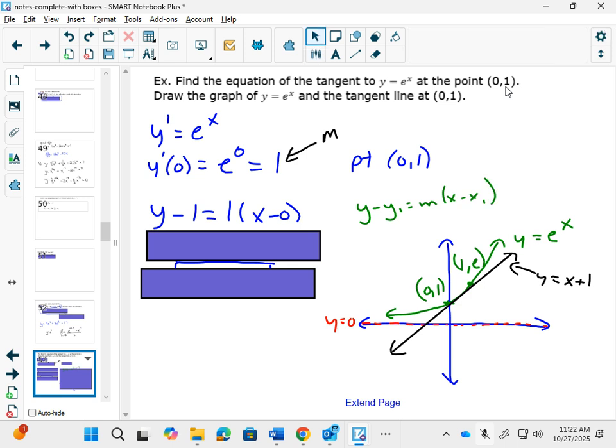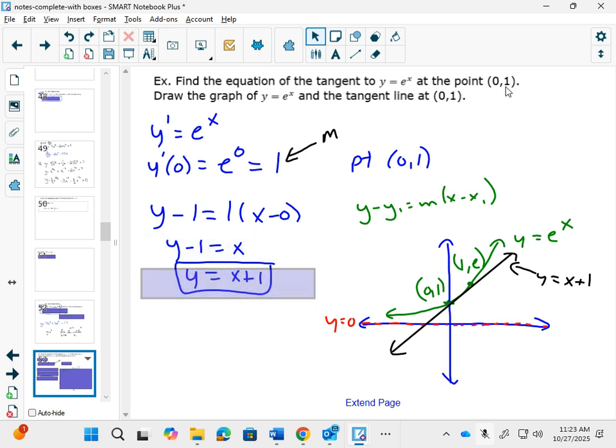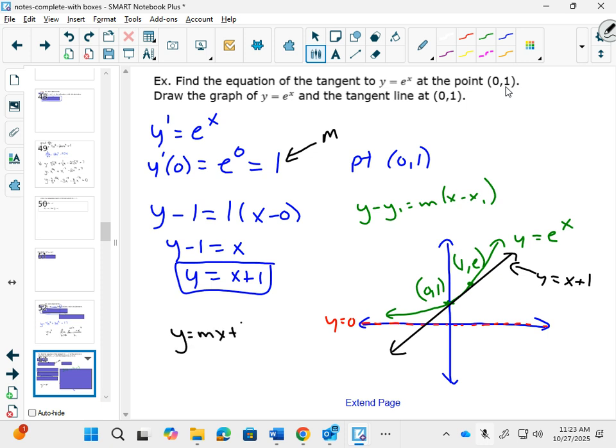Whichever formula you choose to use, you can just rearrange this formula and you're going to get y equals x plus 1. If I had used y equals mx plus b, a lot of people like using y equals mx plus b because they remember it. I know the slope, so where the m is, I could plug in 1. I know the point, so where the point is, when x is 0, y is 1. And then from this, you could solve for b.